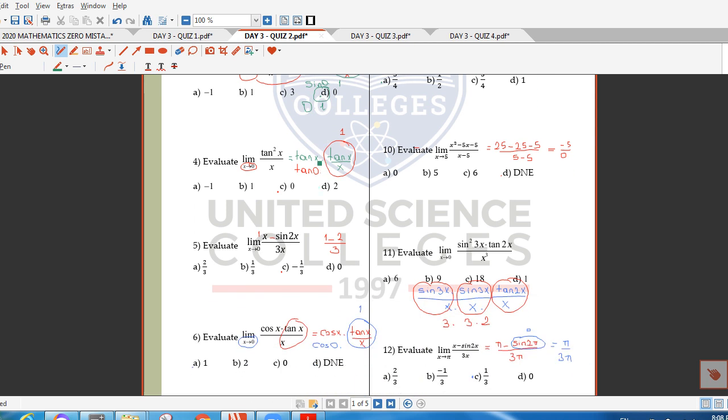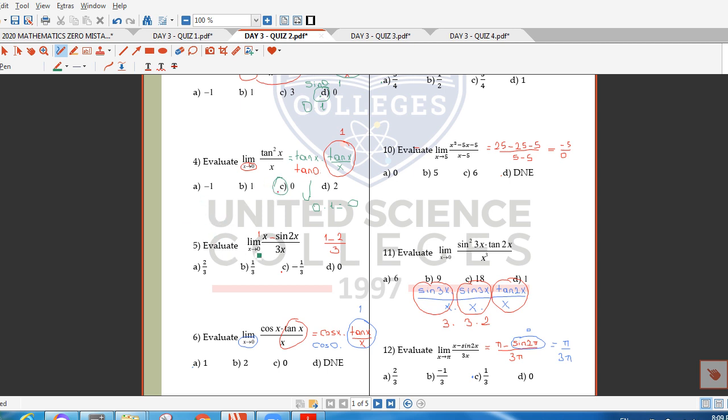Question 4. Tangent squared x over x. The logic is the same. Tangent squared is a product of tangent and tangent. There is only one x, so use x for the first or second. Tangent x over x will be 1 as x approaches 0. The other tangent will be alone, so do direct substitution. Tangent 0 times 1. Tangent 0 is 0. 0 times 1 will be 0. The answer of question 4 is C.